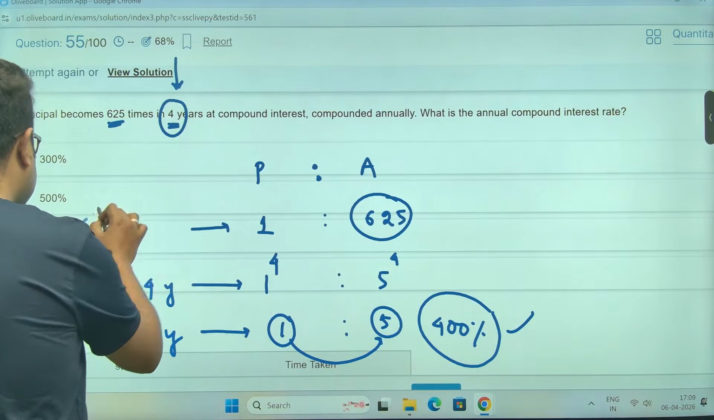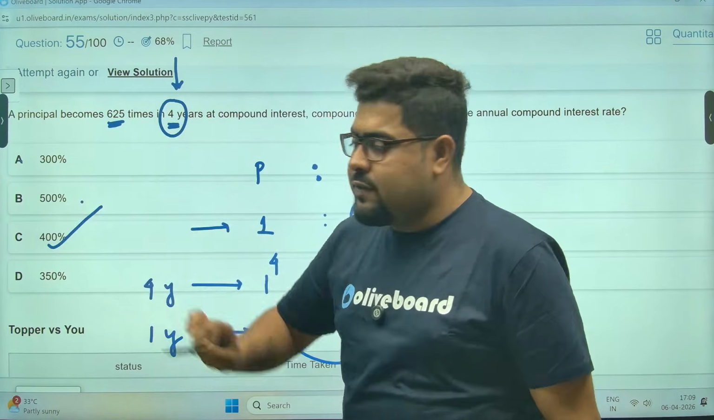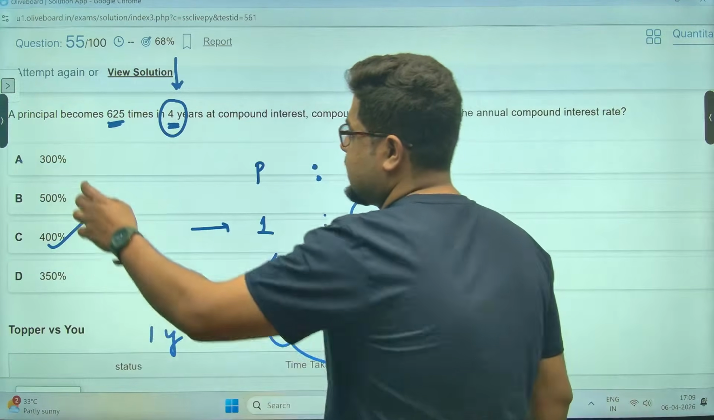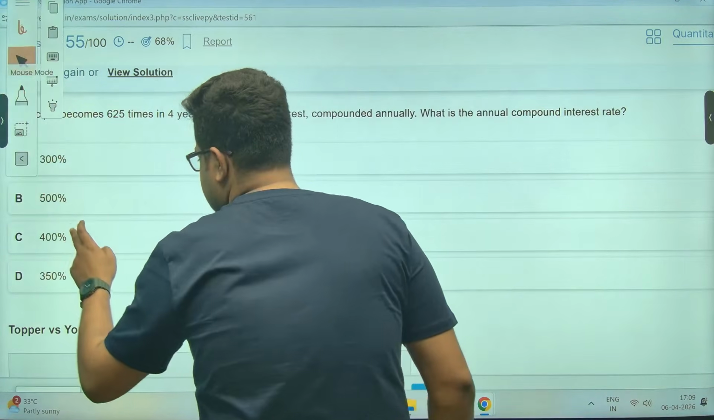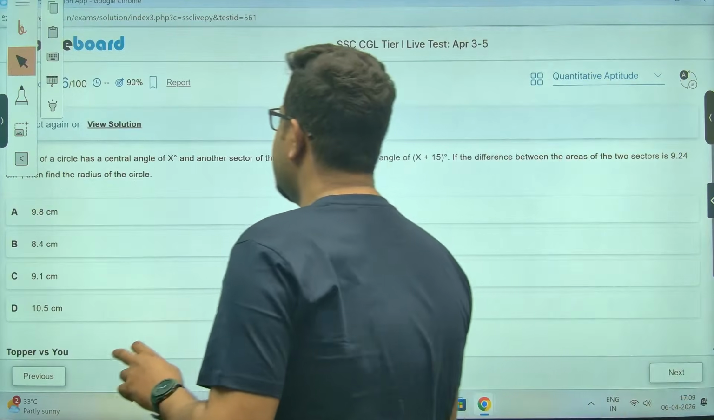Sir, option number C is the answer. Again, a very common mistake will be to mark 500. Please don't make that mistake. Please do not make that mistake, everybody. Clear, everyone? Moving on, sir, to the next one.